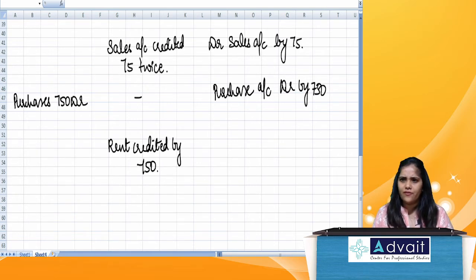Rent credited by 750. How will you rectify this? Should you rectify this? Or it's correct only, no, ma'am? Question remaining silent, rent paid. Ma'am, the purchase is 75. We have rent is an expense. Ma'am, we have to debit rent as an expense. Is it rent received or paid? Question remaining silent, always paid. Nandita, I didn't understand. What do you mean?